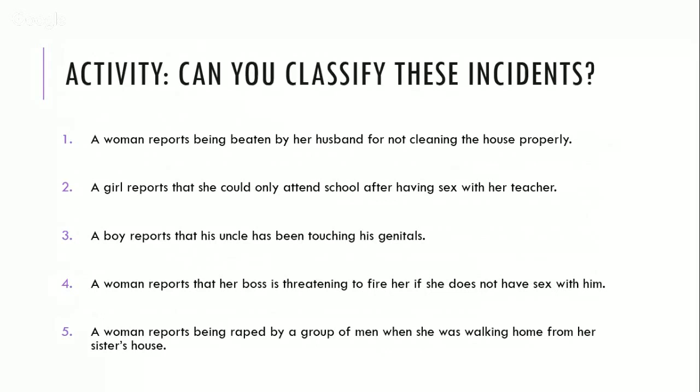And finally, a woman reports being raped by a group of men when she was walking home from her sister's house. If we go through the questions together, we can classify this one as rape. Penetration occurred. This one is classified as rape.